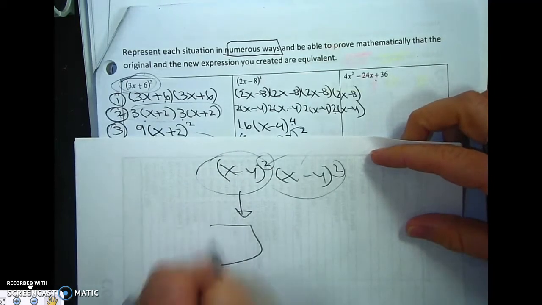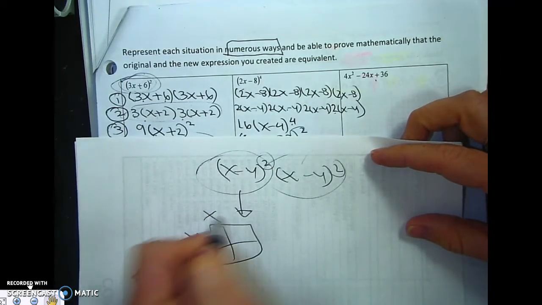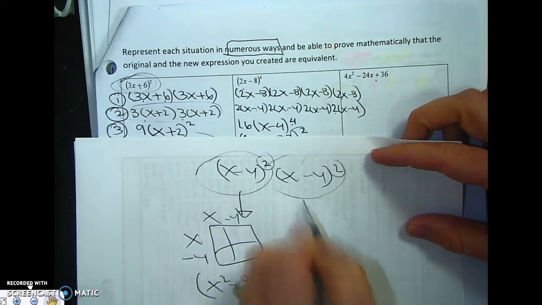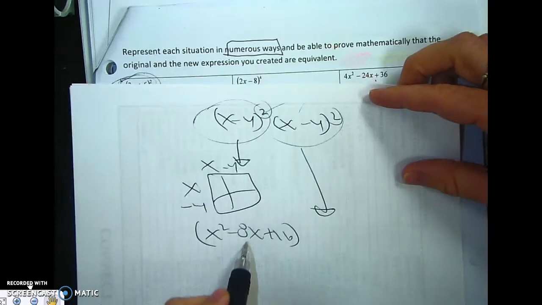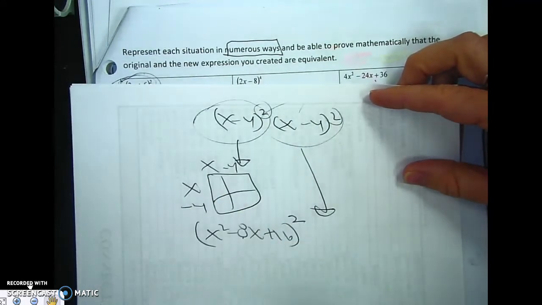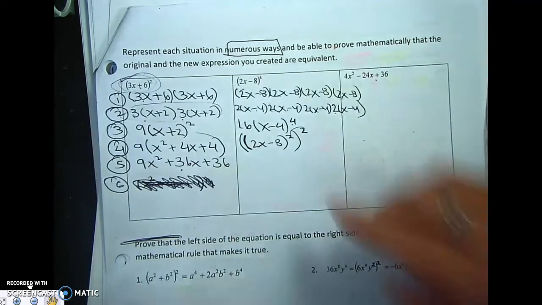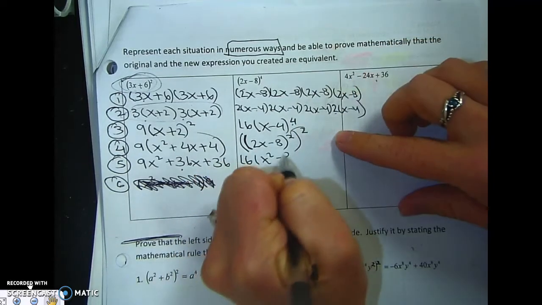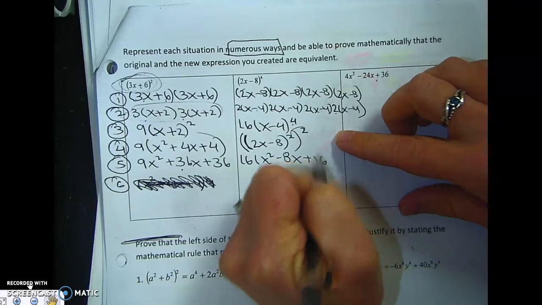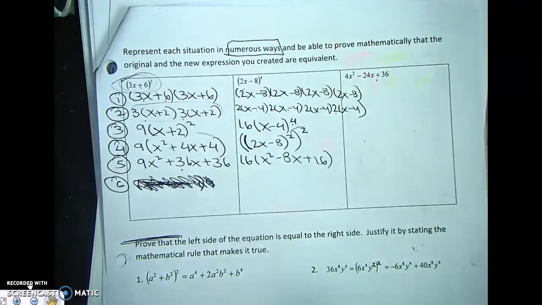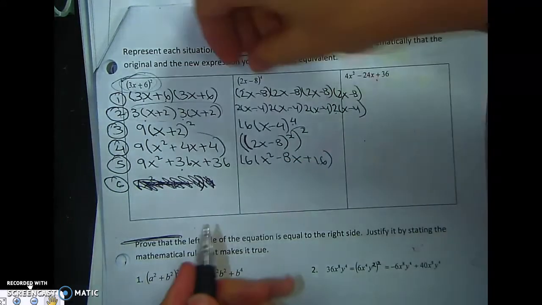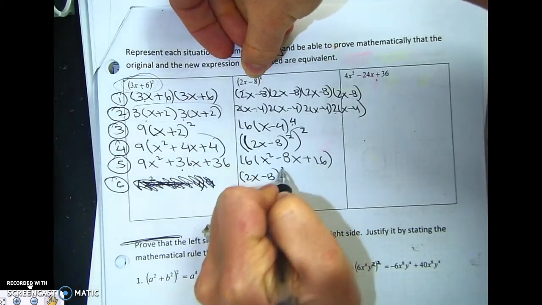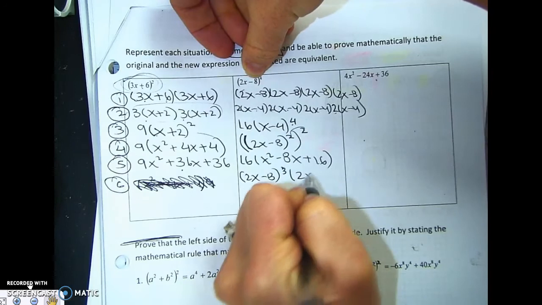I could box this out, get x squared minus 8x plus 16. Well, this is the same thing, so this is just that squared. So I could rewrite this as 16 times x squared minus 8x plus 16. I could also write this out as 2x minus 8 cubed and 2x minus 8.